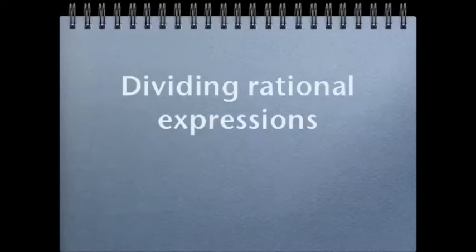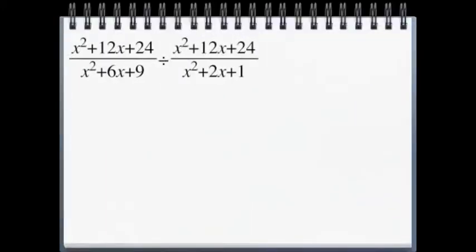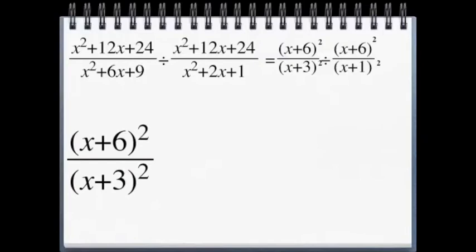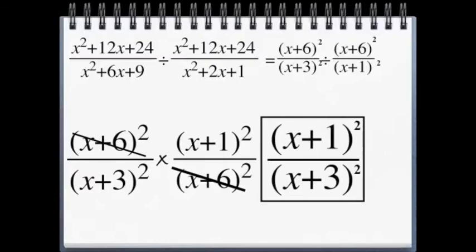Dividing rational expressions. So let's take a look at this problem. First, you want to factor your rational expressions. And then you want to keep the first rational, change the sign into a multiplication sign, flip the second rational, and then cancel the terms. Then you have your answer.